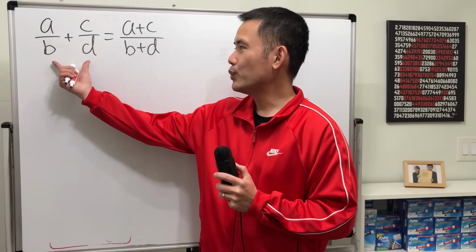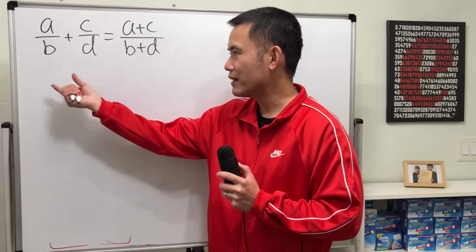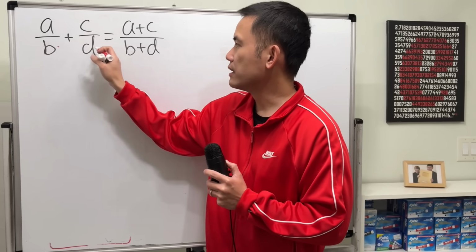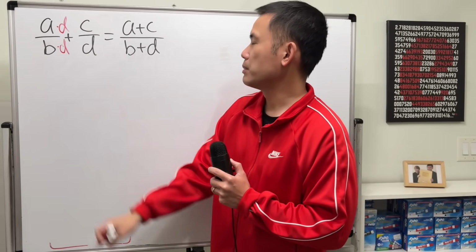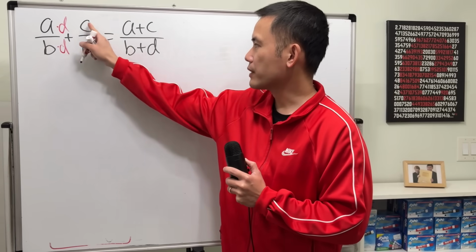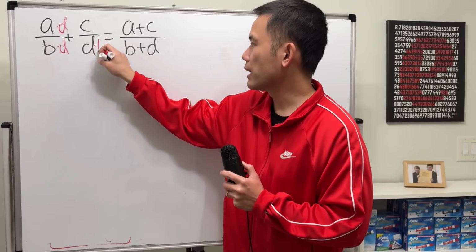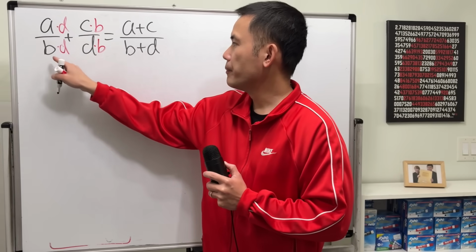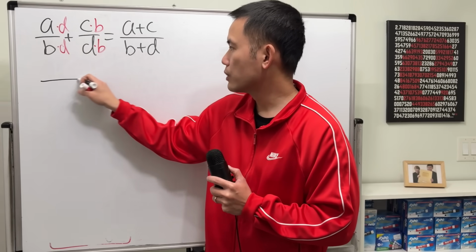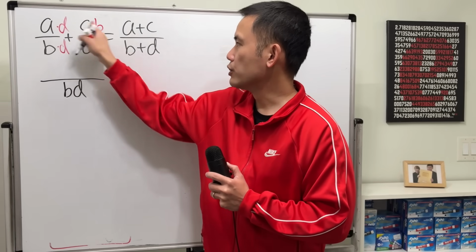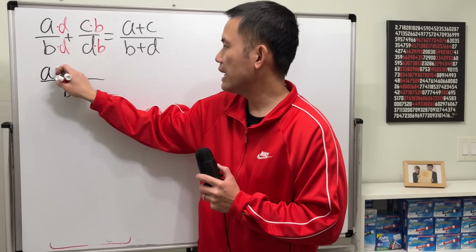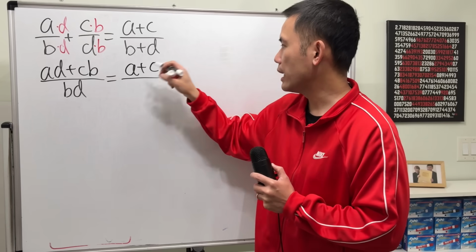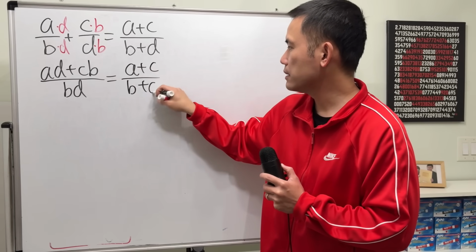To do this, we will have to add the fractions correctly on the left-hand side, get the common denominator. Right here we have b, we need a d, and let's multiply that on the top as well. For the second one, we need a b, so multiply this right here and do the same thing on the top. Now put them together. Since they have the same denominator, bd, we can just put the tops together, which is ad plus cb, and make that equal to a plus c over b plus d.